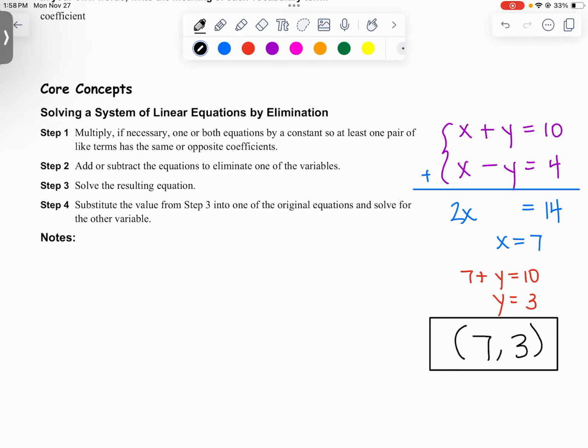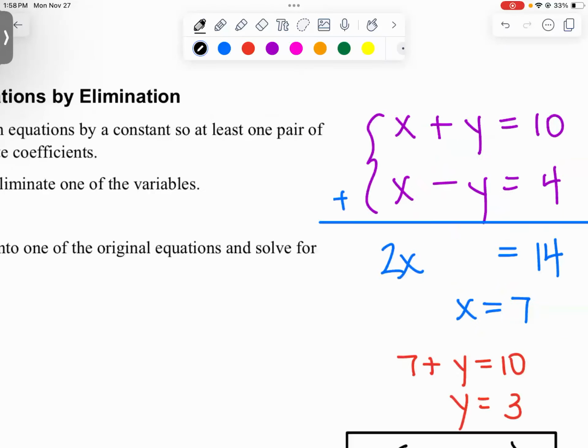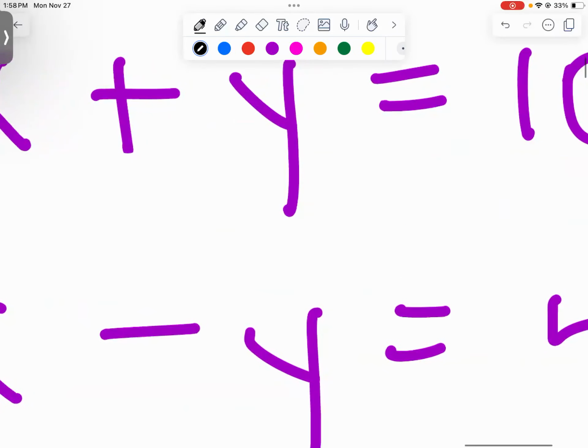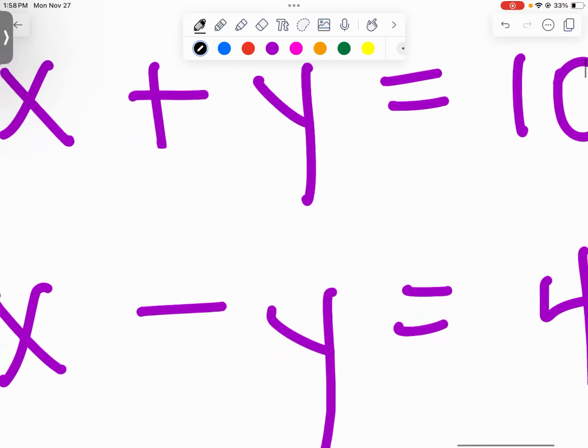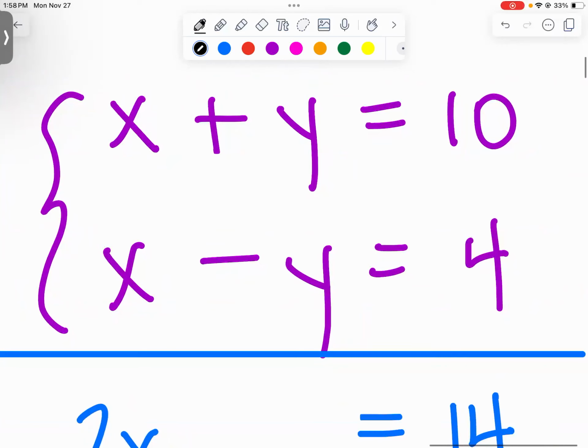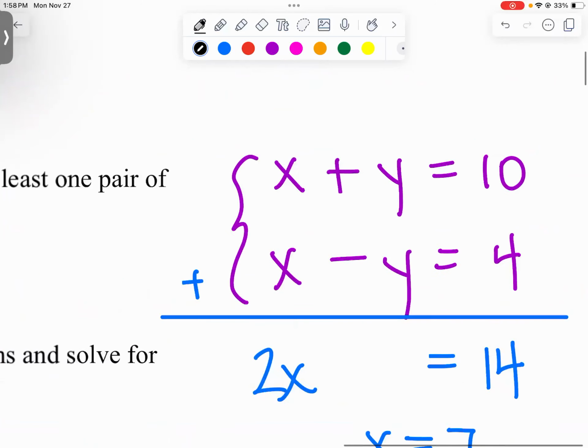Now, why was this so easy, as you said? What made it nice? It's a lot easier to solve. What made it nice? The y's. Oh, the y's were opposite, right? Plus 1y, minus 1y, they were opposite, okay?